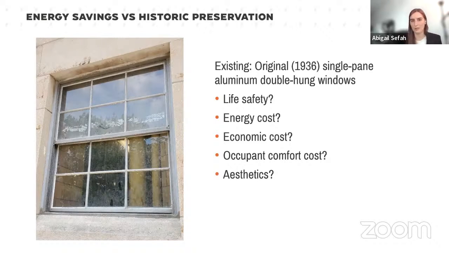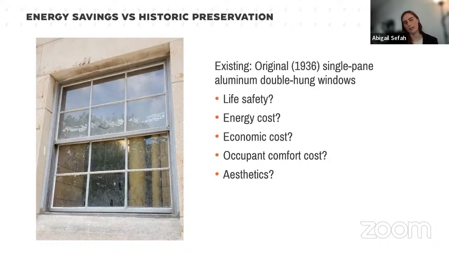They're single pane aluminum double hung windows. As you can imagine, windows from 1936 are not performing well today. They're beyond their service life. They've been having panes of glass fall out of these windows onto the sidewalk below. So as you can imagine, that's a pretty immediate life safety concern, which is why the university was trying to dig into this and figure out what to do to either repair or replace these windows.